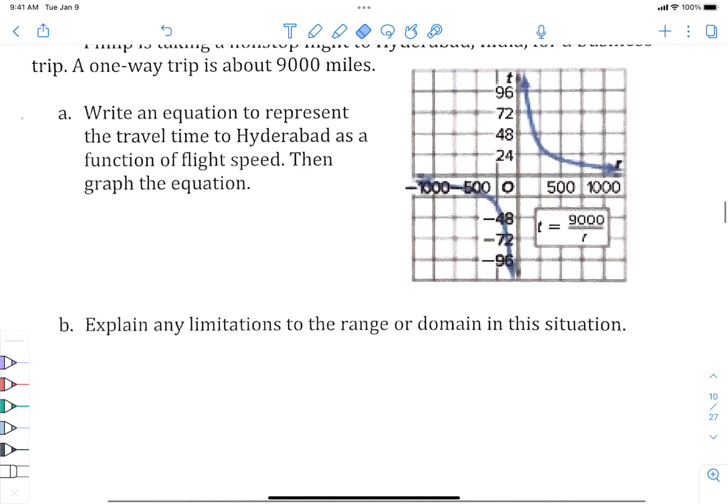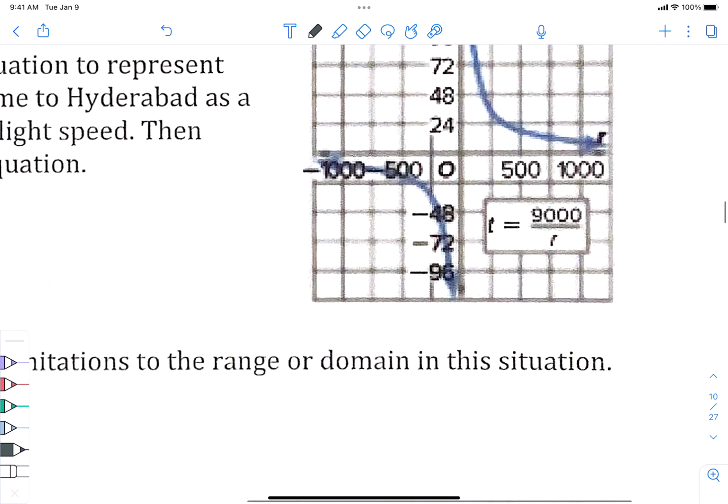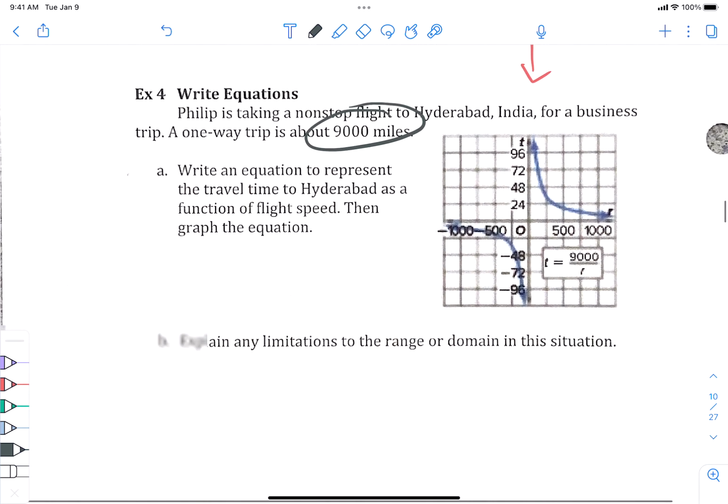Okay, we're going to do example 4, because I like this one. Philip is taking a non-stop flight to Hyderabad, India, for a business trip, and a one-way trip is about 9,000 miles. Write an equation to represent the travel time to Hyderabad as a function of flight speed. Then graph the equation. They went ahead and gave us the equation, so they did part A for you. The time that it takes depends on how fast I'm going, right? I take the distance and divide by the rate.